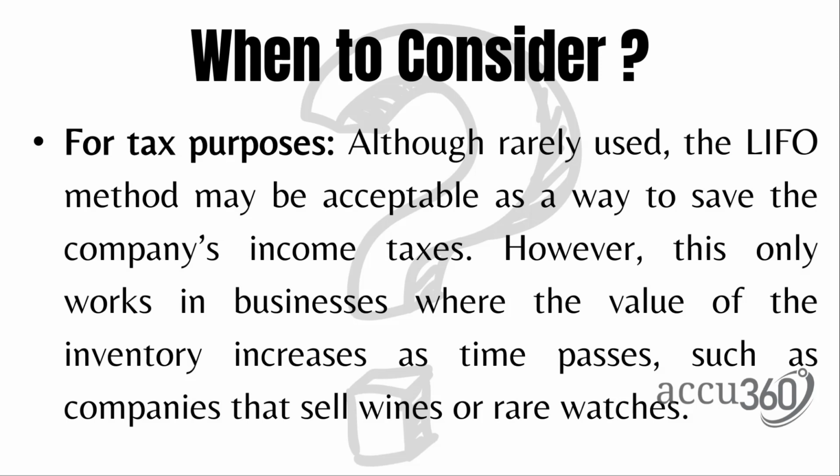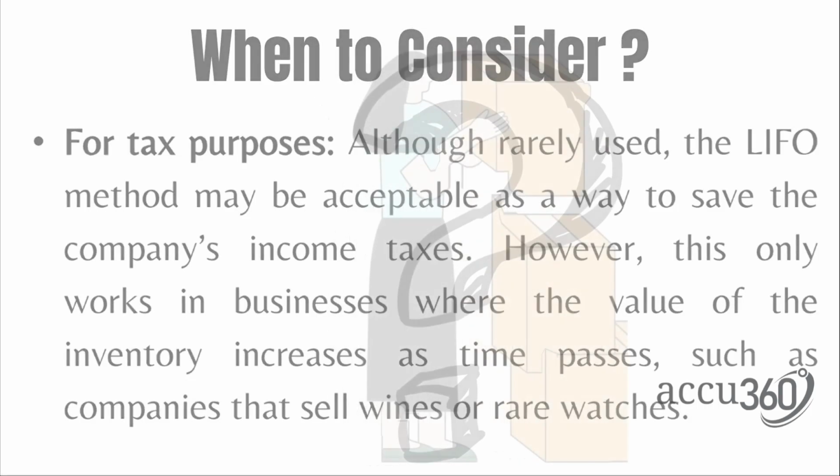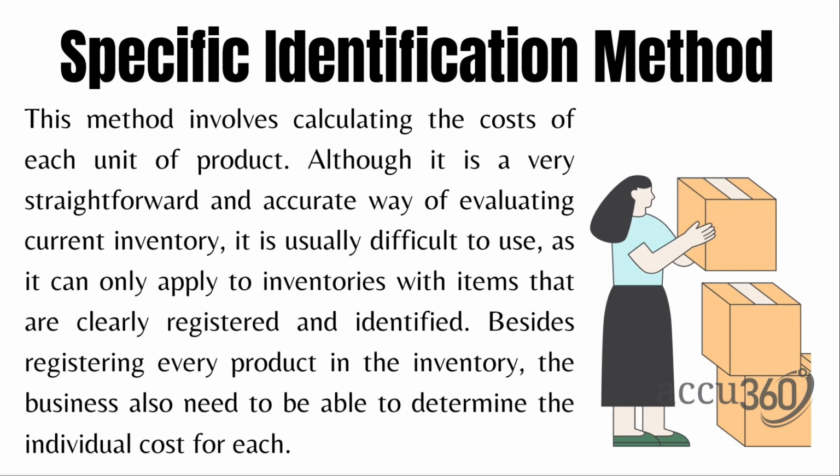Now let's come over to our today's last method of valuation, that is specific identification method. This is a very simple method. In this method, inventory is valued by calculating cost of each individual unit of a product. In spite of being simple and accurate process, it is rarely being used as it can only apply to inventories with items that are clearly registered and identified.